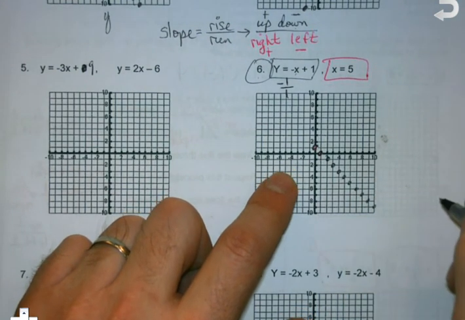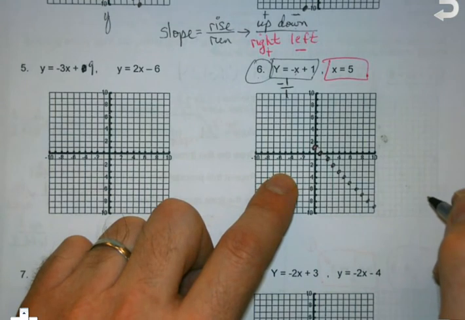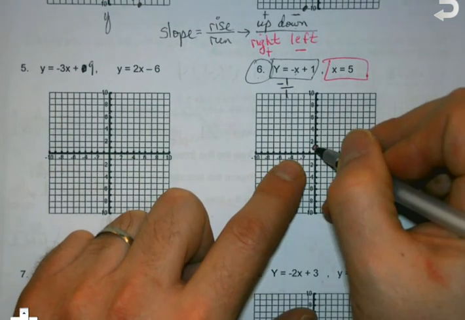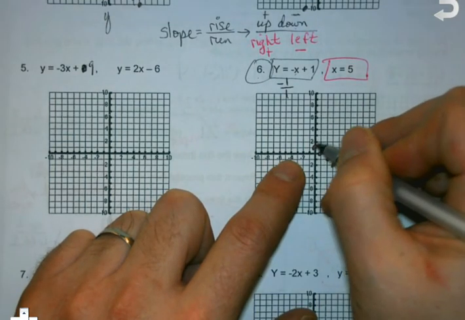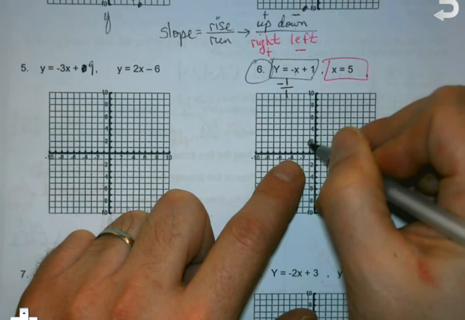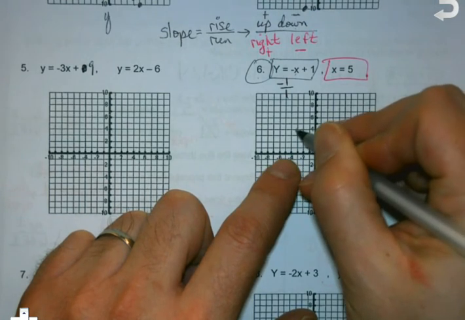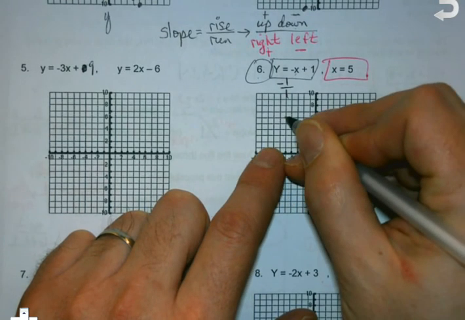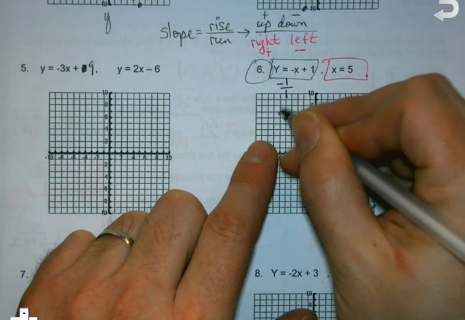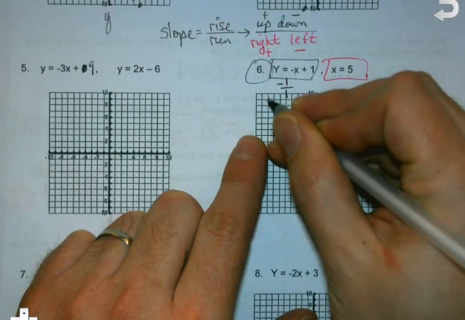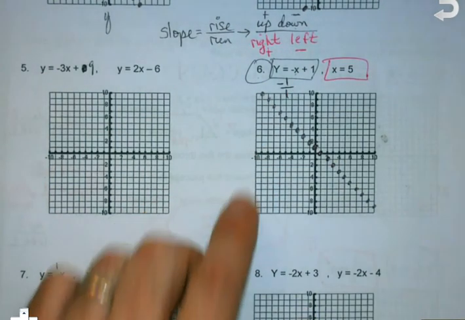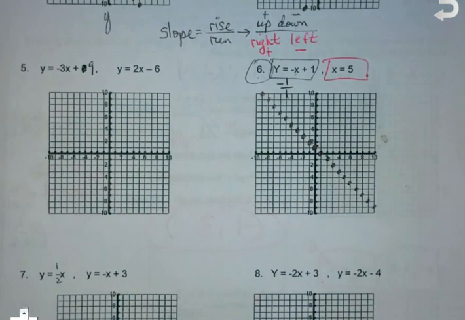And when I run out of room, going down 1 and right 1, down 1 and right 1, I do the opposite of both, which would be up and left. Boatload of dots this time. Now comes the stinker. X equals 5.